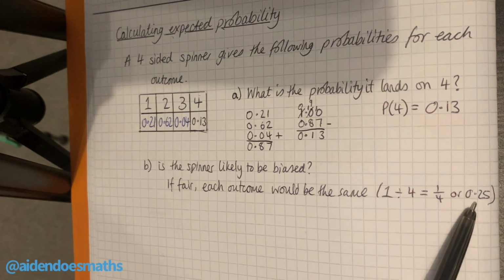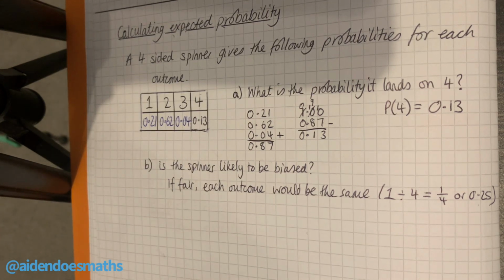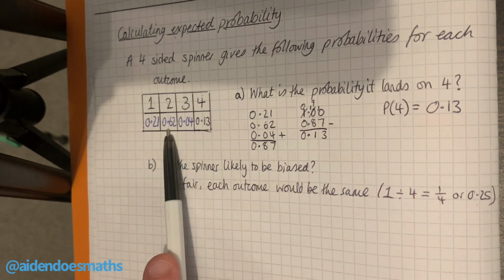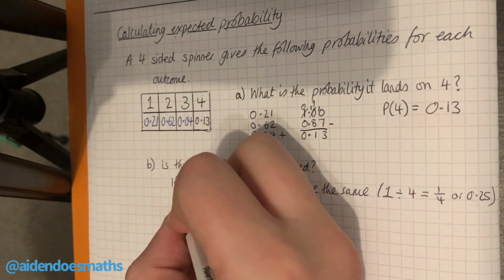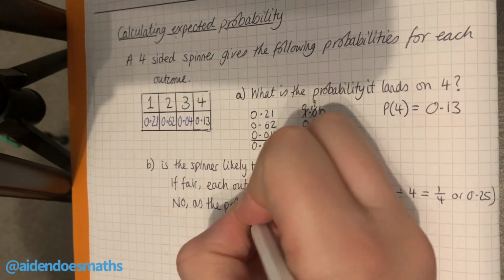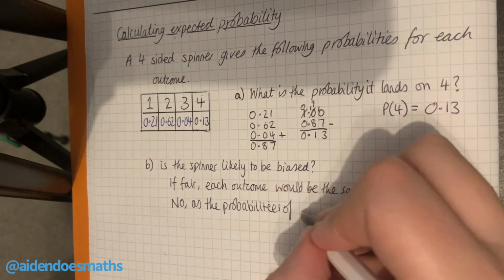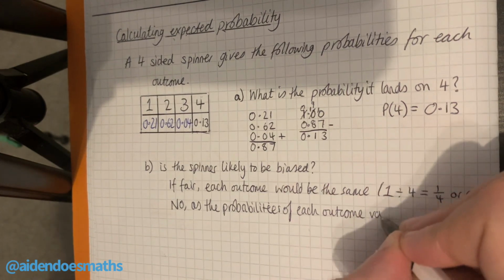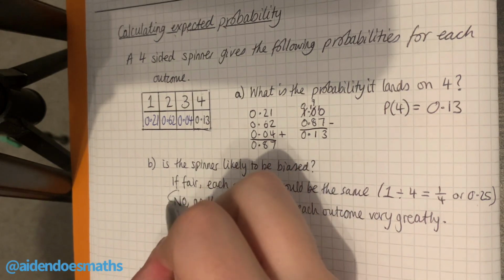And maybe if they weren't all exactly 0.25, but they were all in 0.2 something or close to that, we could say it was fair. But in this case, we can see 2 is definitely very far away from 0.25, and the others are quite far away as well. So our answer here, we're going to say no, as the probabilities of each outcome vary greatly. So if it did ask you for a reason, that would be a sufficient reason to give.